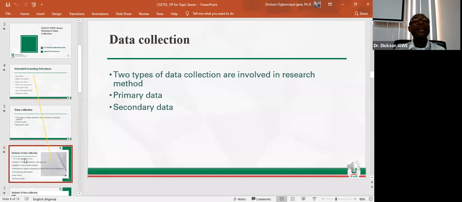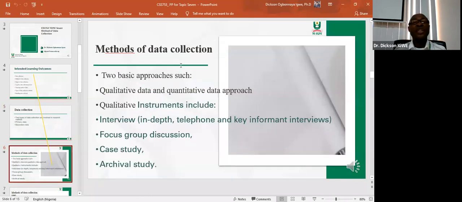So we move further to methods of data collection. Of course, two basic approaches to data collection exist. They include the qualitative data collection approach and the quantitative data collection approach. Let's take it one after another. Qualitative data instruments are what you use to collect qualitative data. And these instruments include interview. Interview is a qualitative data collection instrument.